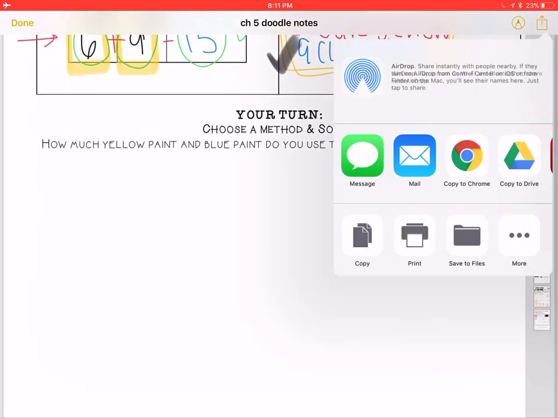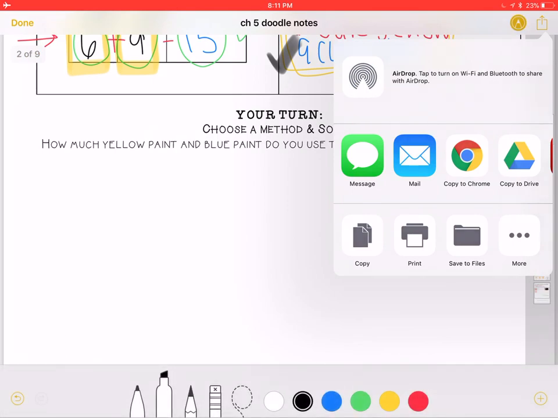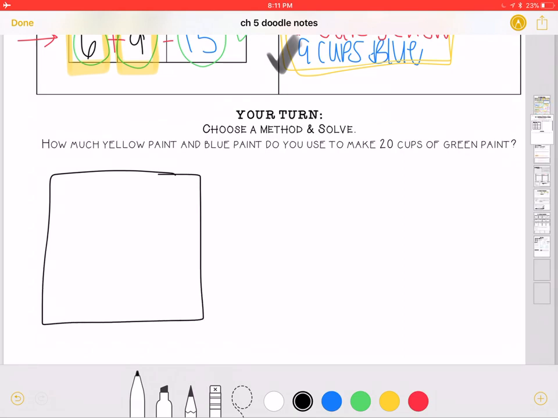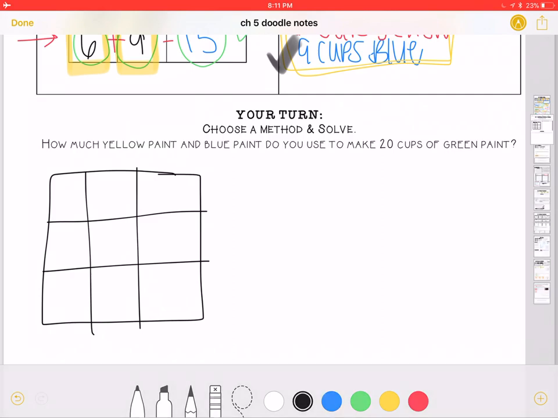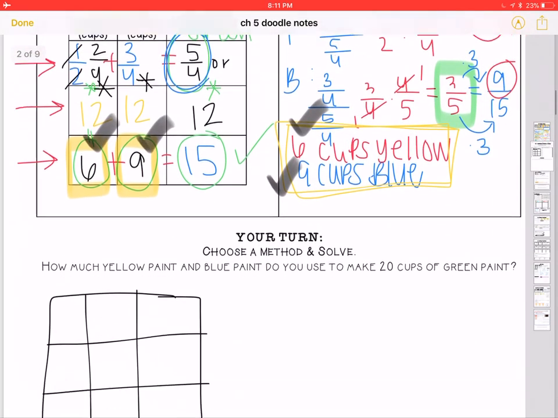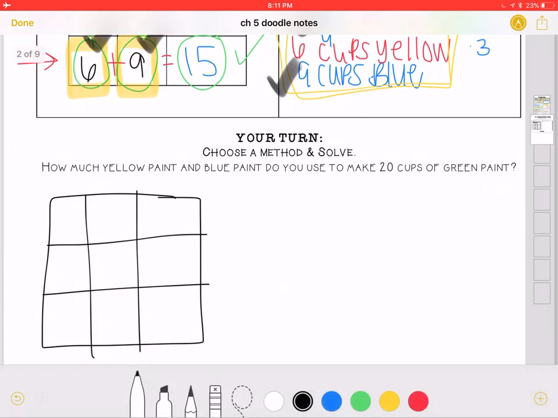So I'm going to use the first method, a ratio table. So you would have to set up your ratio table. We're mixing two things, so I should have a 3 by 3 table, right? And I would label it. So I might want to keep it consistent with the table we had up here. So it was yellow, blue, and total. So this is going to be my yellow column, my blue column, and my total or my green column.